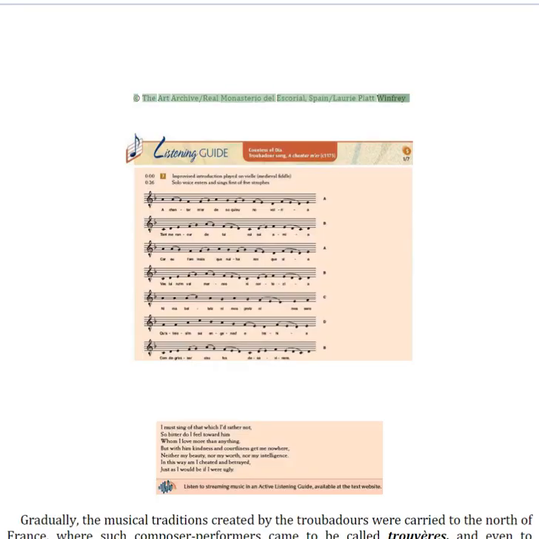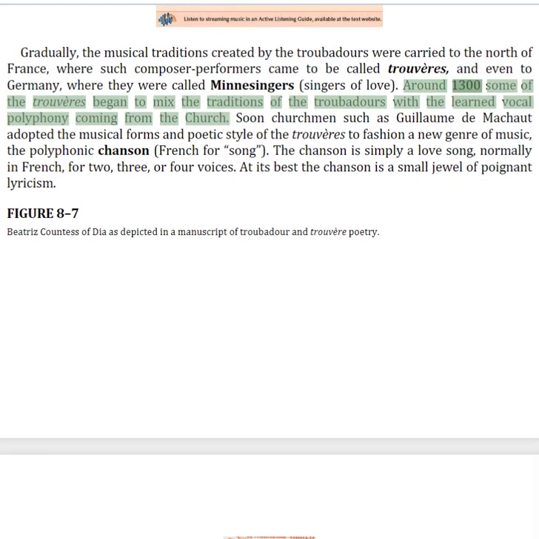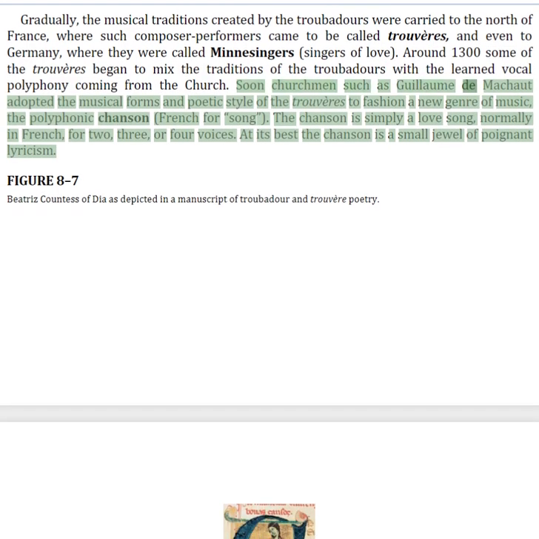Gradually, the musical traditions created by the troubadours were carried to the north of France, where such composer-performers came to be called trouvères, and even to Germany, where they were called minnesingers. Around 1300 some of the trouvères began to mix the traditions of the troubadours with the learned vocal polyphony coming from the church. Soon churchmen such as Guillaume de Machaut adopted the musical forms and poetic style of the trouvères to fashion a new genre of music, the polyphonic chanson.